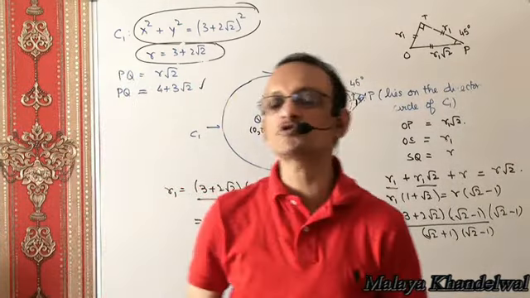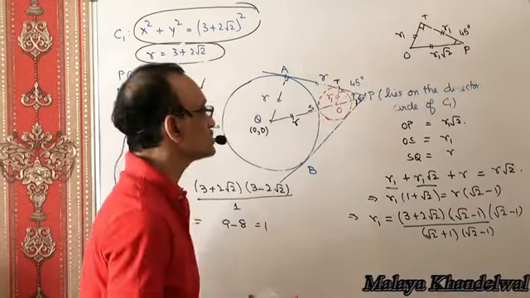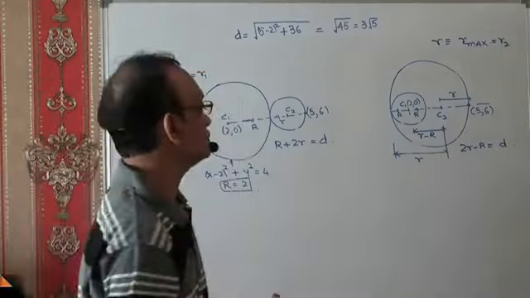So this is more of geometry and less of coordinate geometry. But then of course you needed to know what a director circle was and so on and so forth. But otherwise a fairly simple problem. Yes or no? Thank you so much.